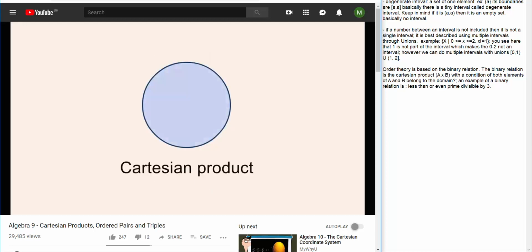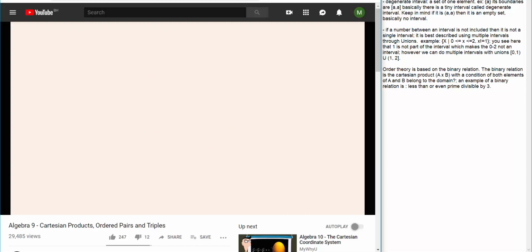However, the Cartesian product is different. It doesn't take its elements from the operand sets. Instead, it combines elements from the operand sets to produce new elements. The Cartesian product of 2 sets creates elements called ordered pairs.